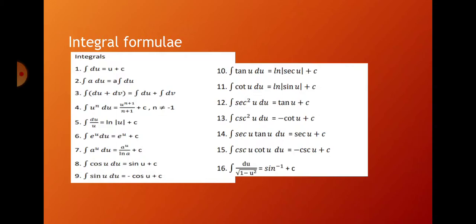13. The integral of cosecant squared u du equals negative cotangent u plus c. 14. The integral of secant u tangent u du equals secant u plus c. 15. The integral of cosecant u cotangent u du equals negative cosecant u plus c. 16. The integral of du over the square root of 1 minus u squared equals sine inverse u plus c.